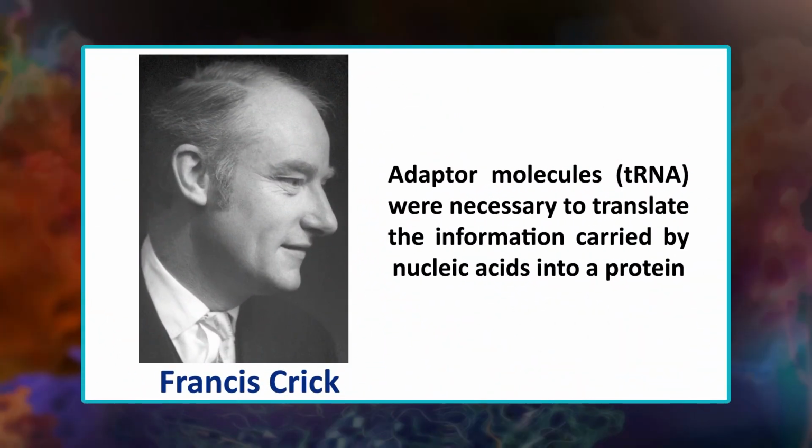The existence of this type of molecule had been predicted by Francis Crick in 1955, who was unable to envisage DNA or RNA acting as direct template for amino acids. Crick suggested that adapter molecules like tRNA were necessary to translate the information carried by nucleic acids into a protein.